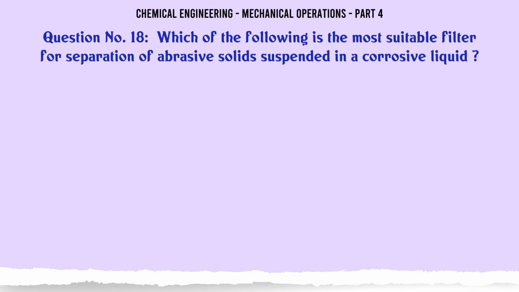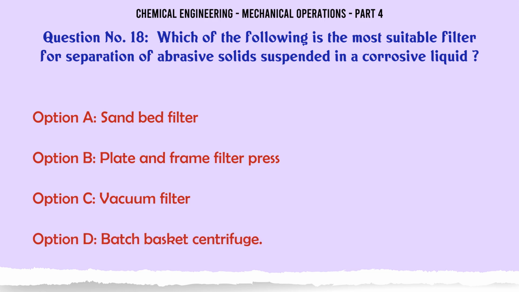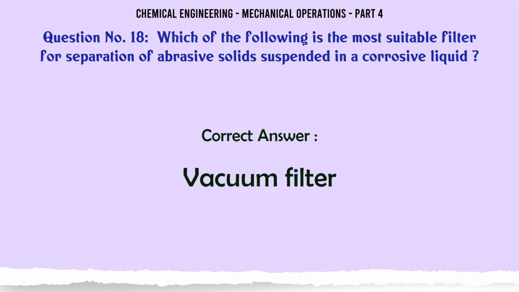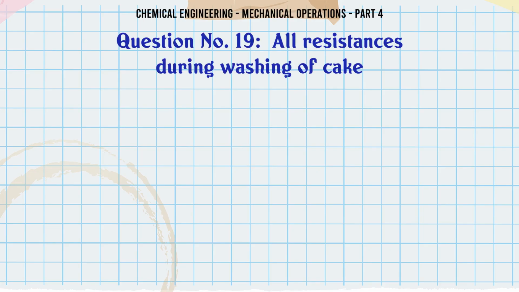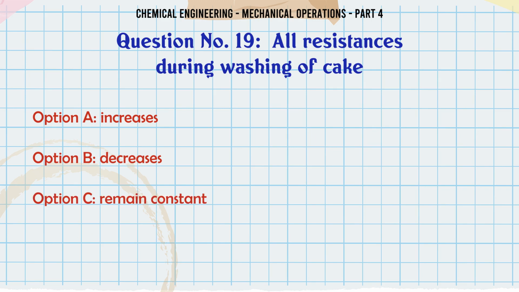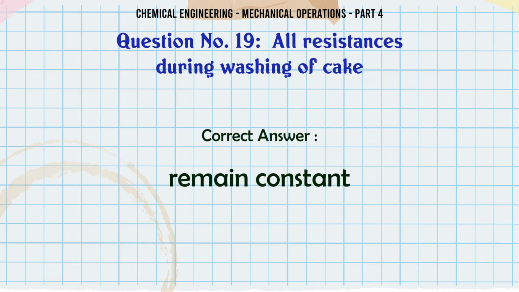Which of the following is the most suitable filter for separation of abrasive solids suspended in a corrosive liquid? A. Sand bed filter. B. Plate and frame filter press. C. Vacuum filter. D. Batch basket centrifuge. The correct answer is vacuum filter. All resistances during washing of cake. A. Increase. B. Decrease. C. Remain constant. D. None of these. The correct answer is remain constant.